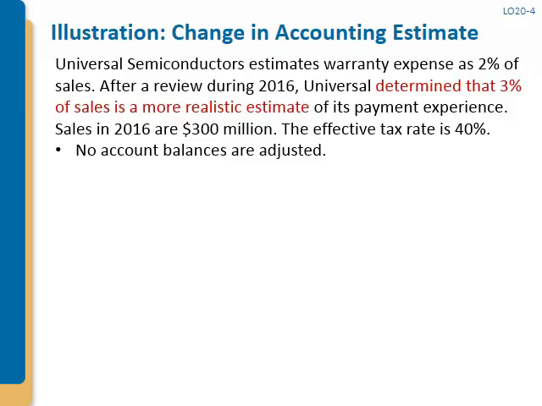No account balances were adjusted. The cumulative effect of the estimate change is not reported in current income. Rather, in 2016 and later years, the adjusting entry to record warranty expense simply will reflect the new percentage.